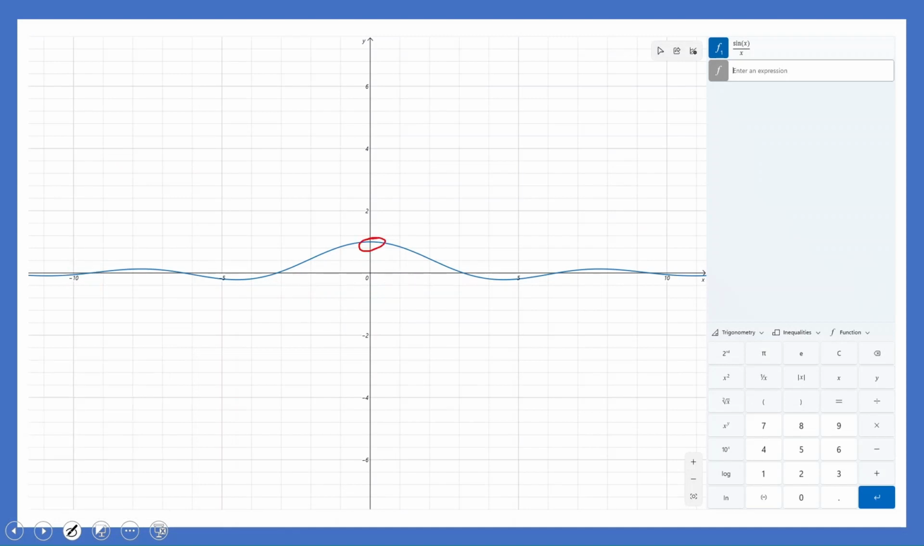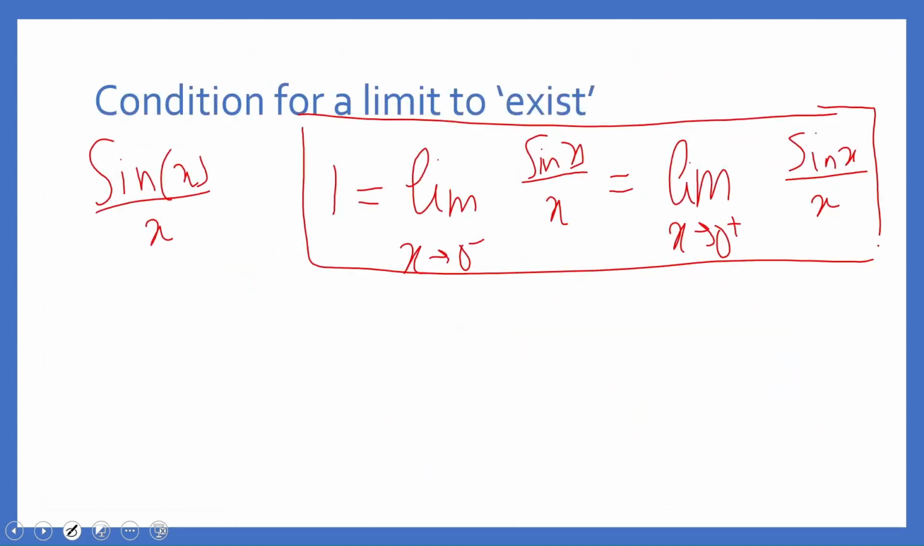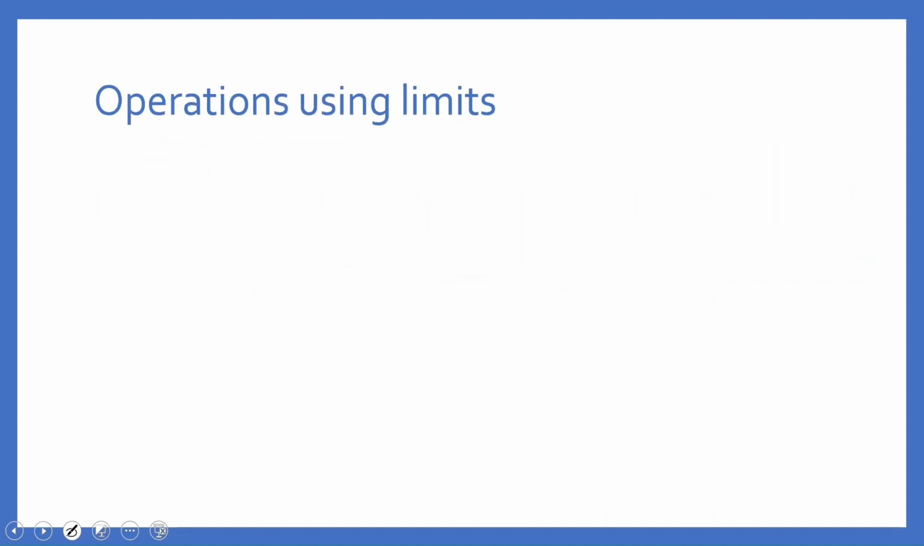So there's a transparent circle over there, which implies that it never equals 1. But because there exists a limit over here, which is equal to 1, the graph shows it to be included in the curve. Now, what are the additions, subtractions, and everything using limits?